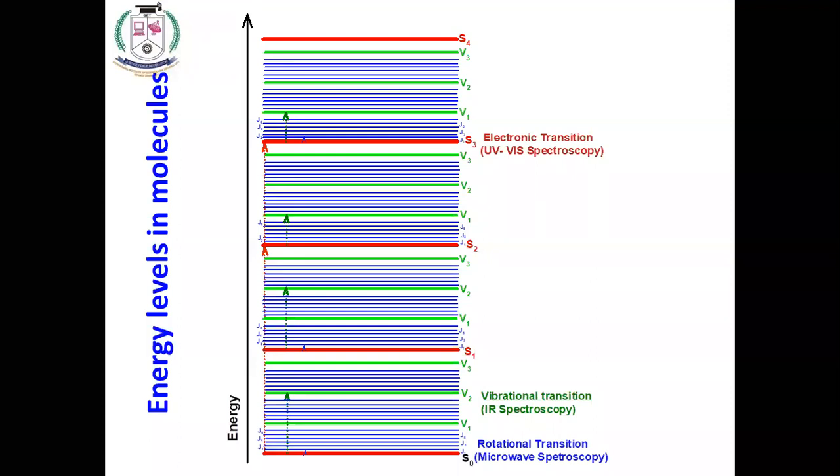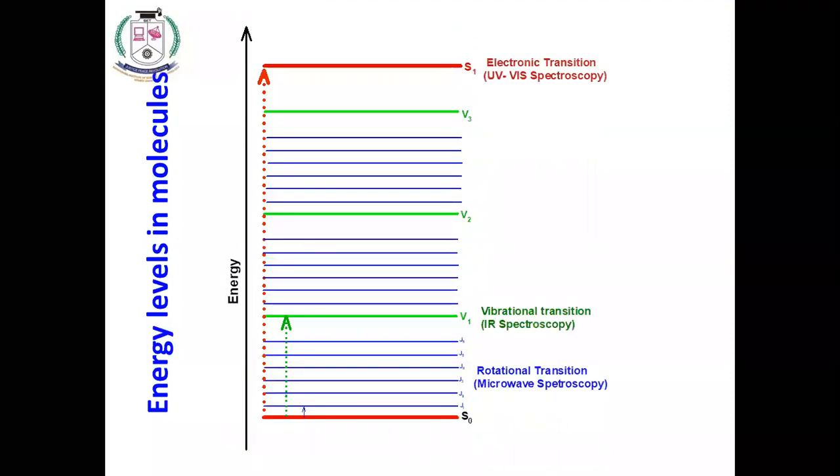First, electronic energy levels will be there. Within electronic energy levels, we'll have vibrational energy levels, and within those we will have rotational energy levels. This is what the energy levels in a molecule are. Let us see, first, S0 to S1, what will happen, what is the energy range, and what spectroscopies we can study within this range.